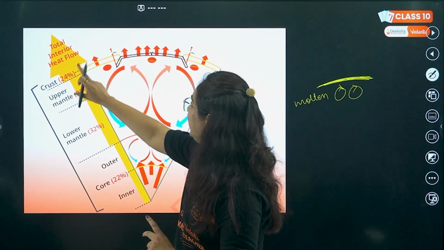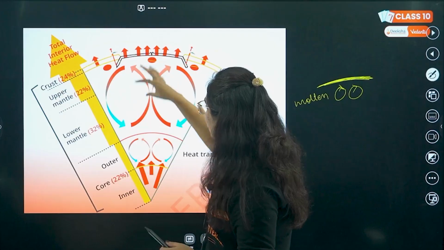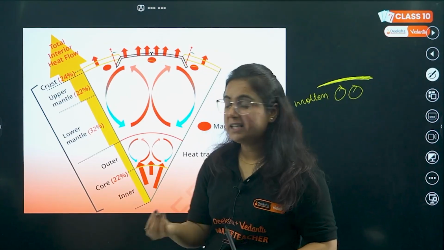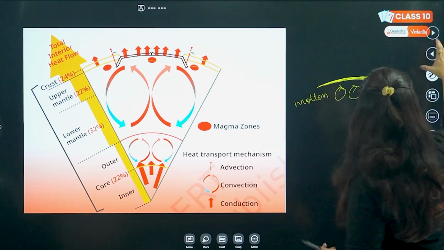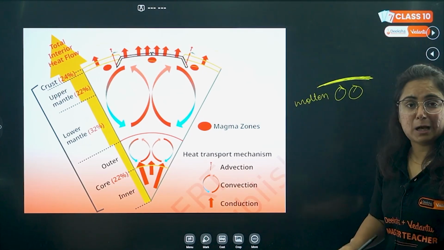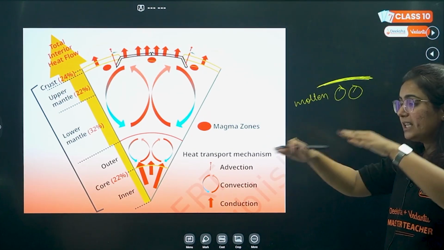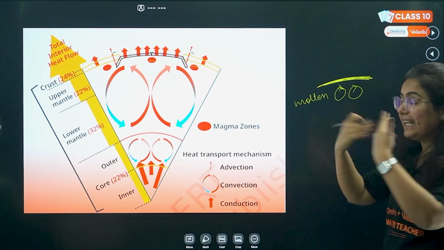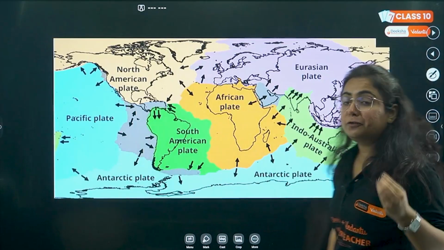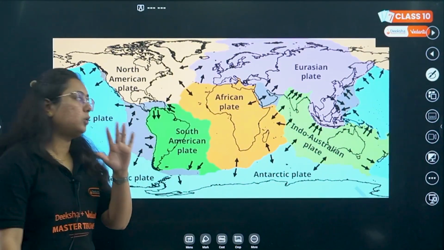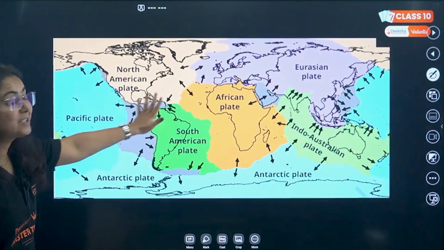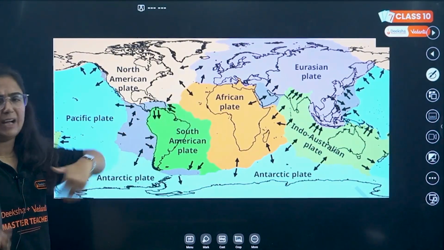Okay, total interior heat flow. As you go down, the heat will increase, but the flow is outwards. Obviously, the flow will be outwards, due to which volcanic eruption takes place. Whenever there is movement in the plates, that creates shaking of the earth. A lot of times earthquakes happen, right? Clear? Chalo, very good.